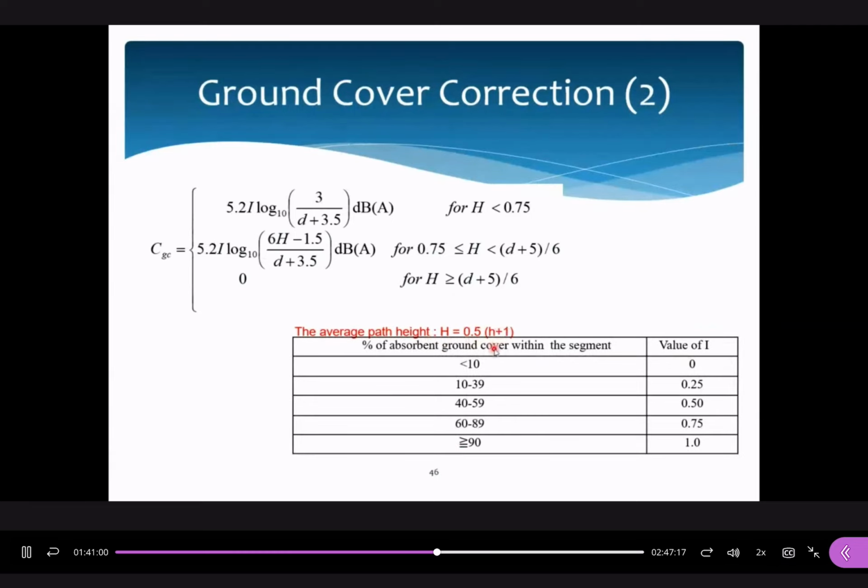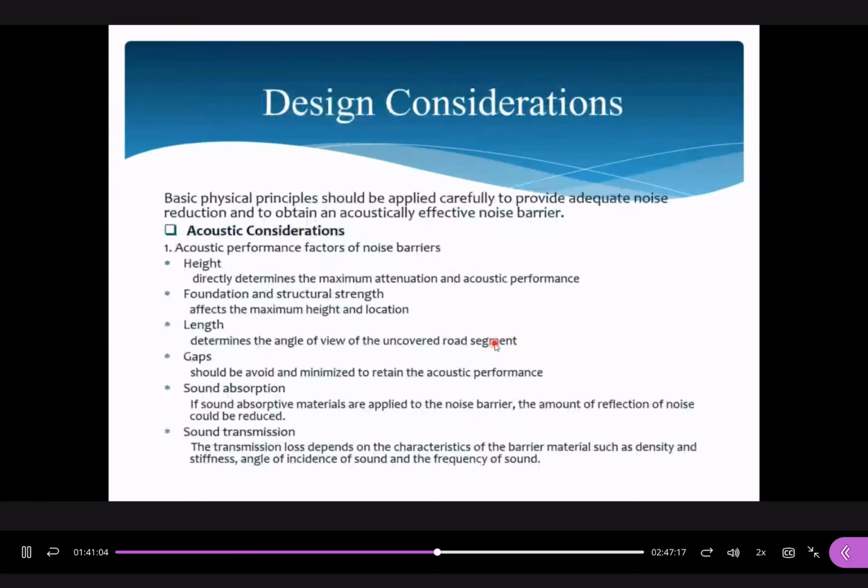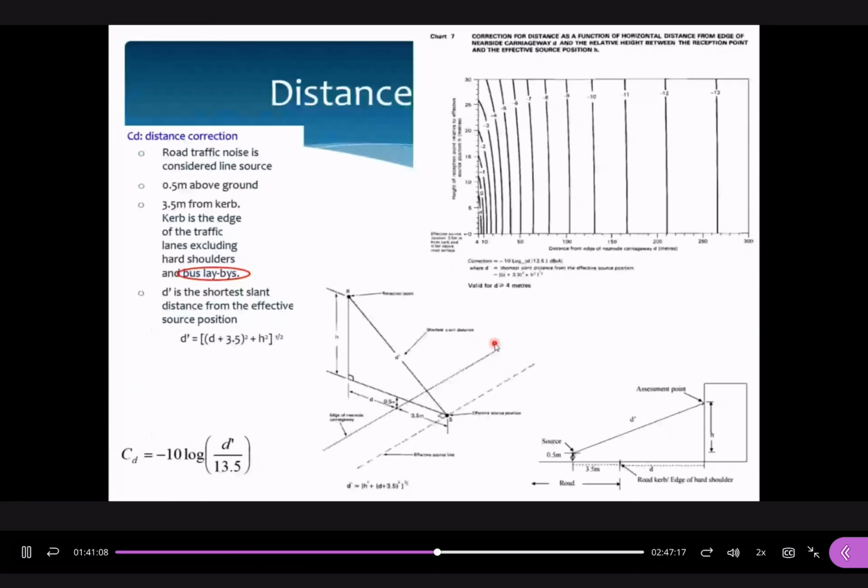What is the letter h here? The small letter h is the vertical height between the source and the receiver. This one is the vertical distance between the source and the assessment points. The small letter h is the vertical distance between the source and the assessment points.